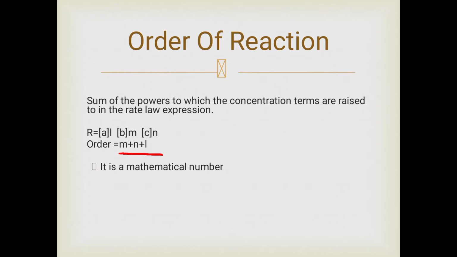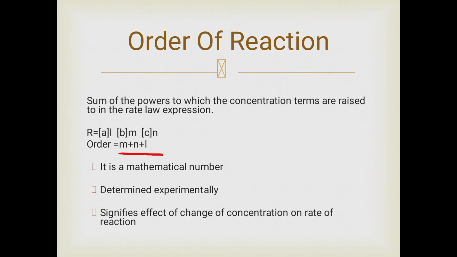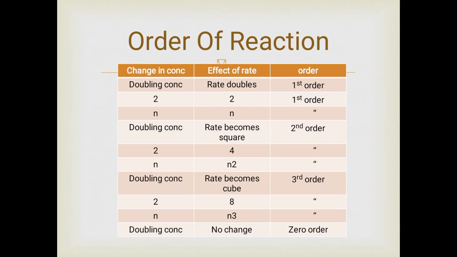Order is just a mathematical number which tells you which order it is. Is it a first order, second order or third order? It is always determined experimentally, and it signifies the effect of the change in concentration on the rate of the reaction. Now, looking at this table, we see what happens to the rate if you double the concentration, and consequently what order it follows.